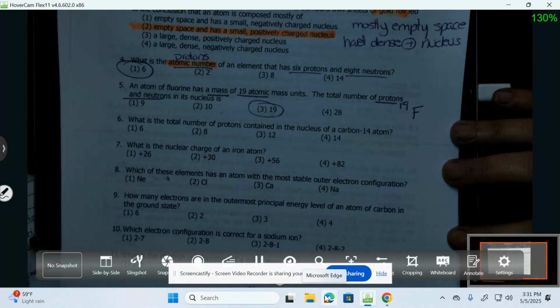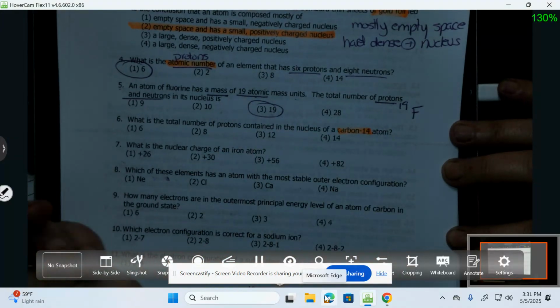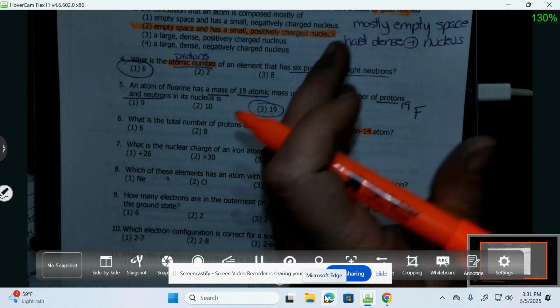All right, what is the total number of protons in a nucleus of carbon-14? Six.